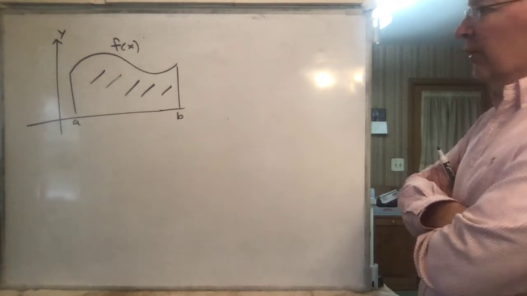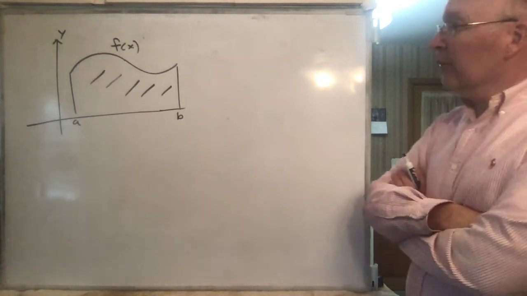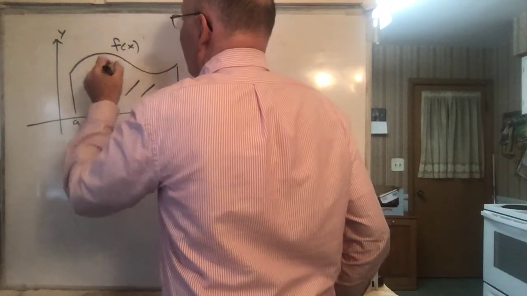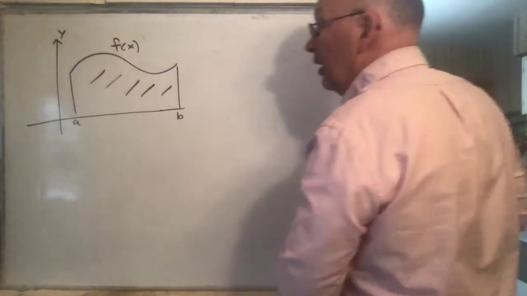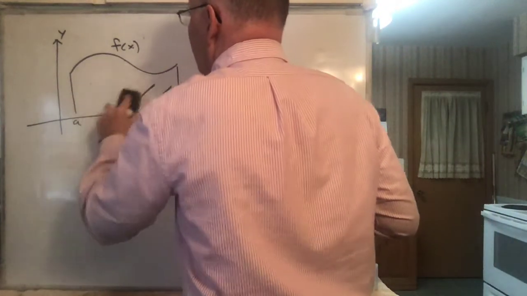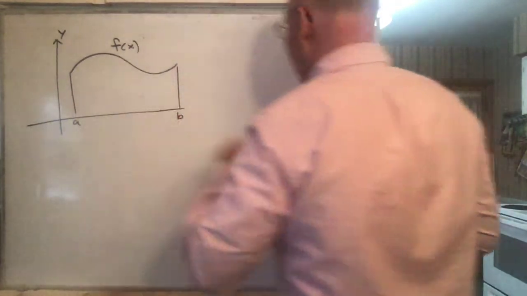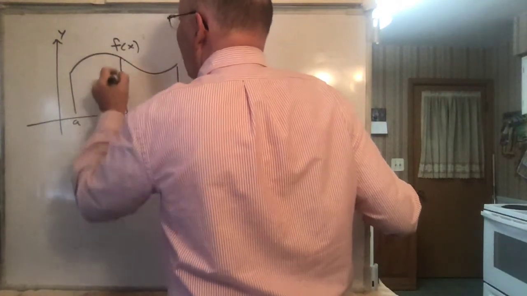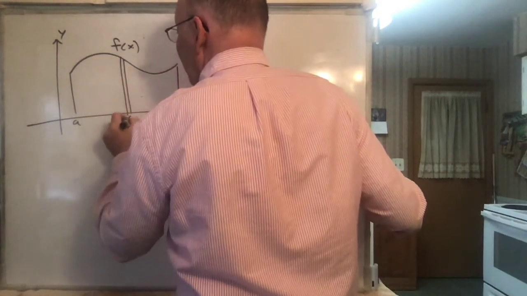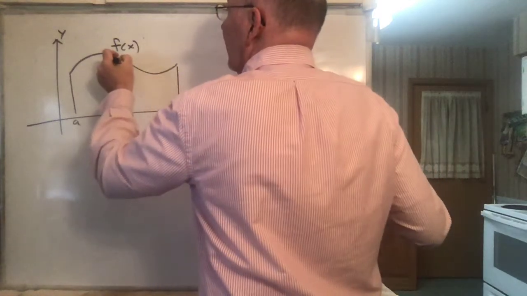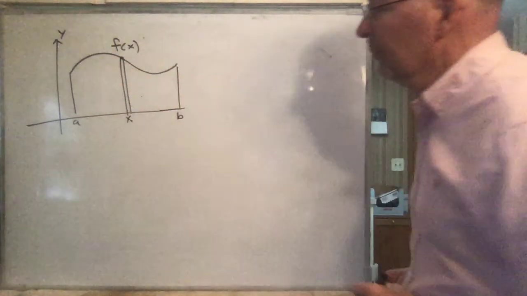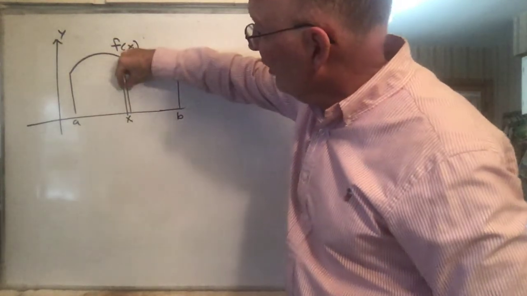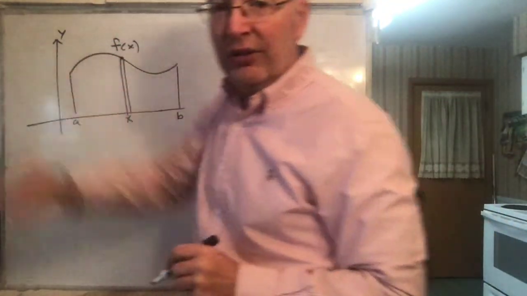So here's what we do. Instead of making little disks like we made last time, we're now going to start off with the same little rectangle that we had before. Here's our little rectangle, right there. It's positioned at the point x. The height of it, of course, is going to be f of x. And now we're going to take that little rectangle, instead of going around the x-axis, and go around the y-axis.